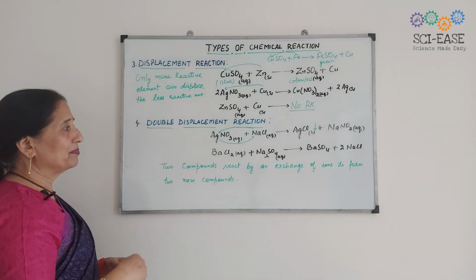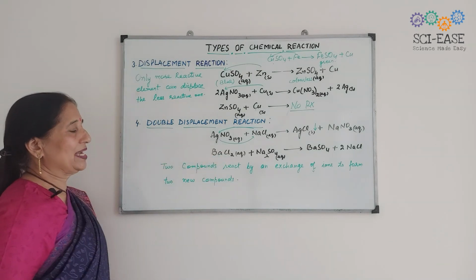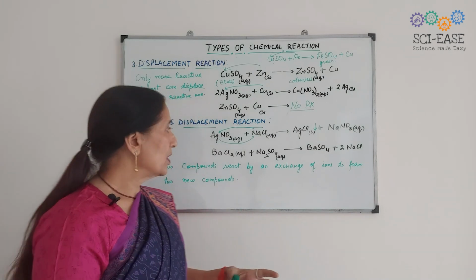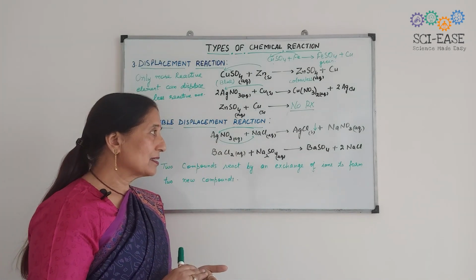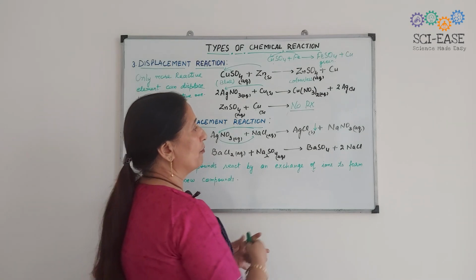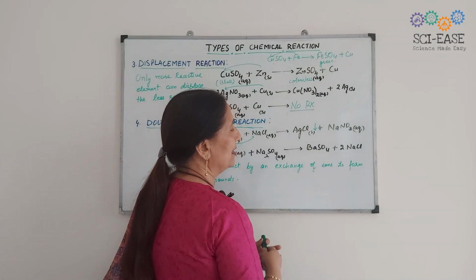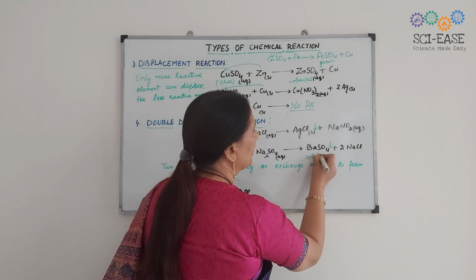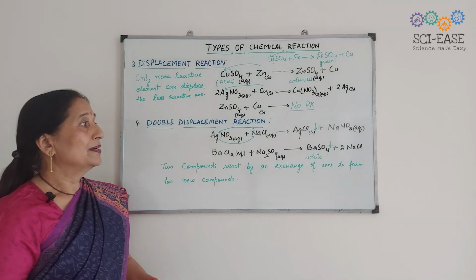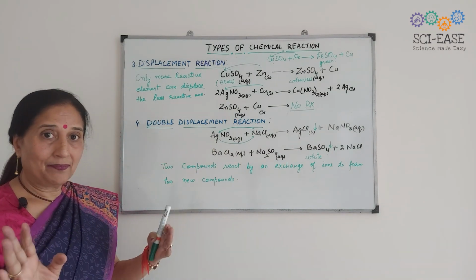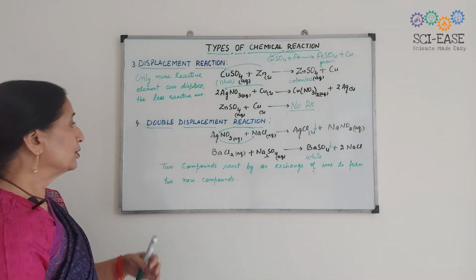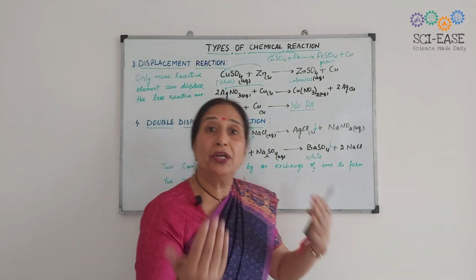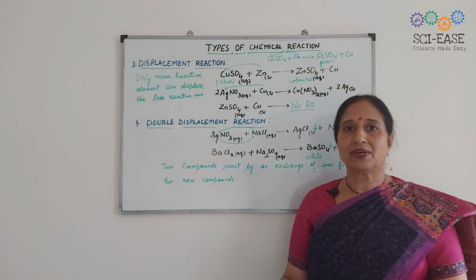Take another example, barium chloride and sodium sulfate, taken in the aqueous form. When they react, they result in the formation of barium sulfate plus NaCl. Here again, a white PPT of barium sulfate is formed, along with NaCl. So here, two compounds react by an exchange of ions to form two new compounds in a double displacement reaction.